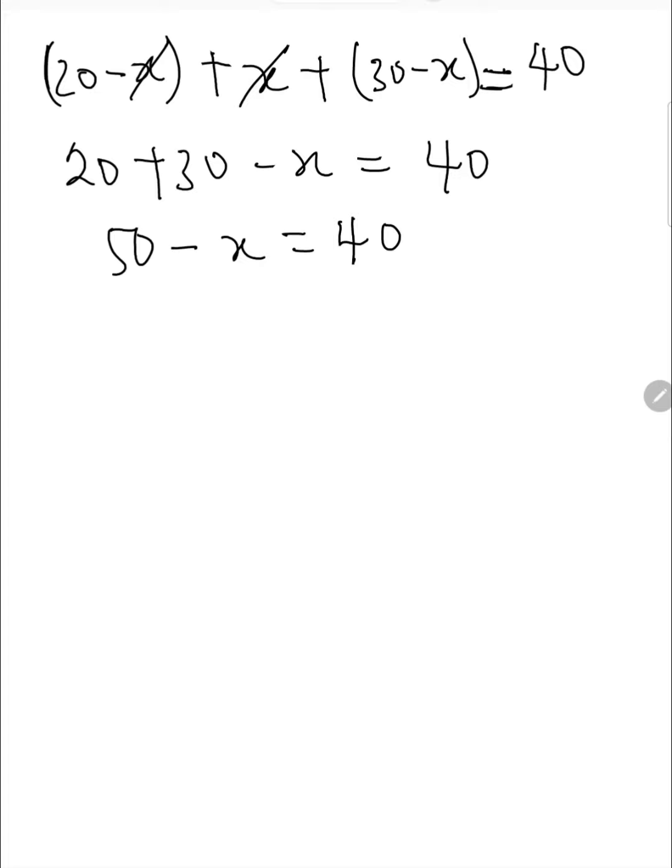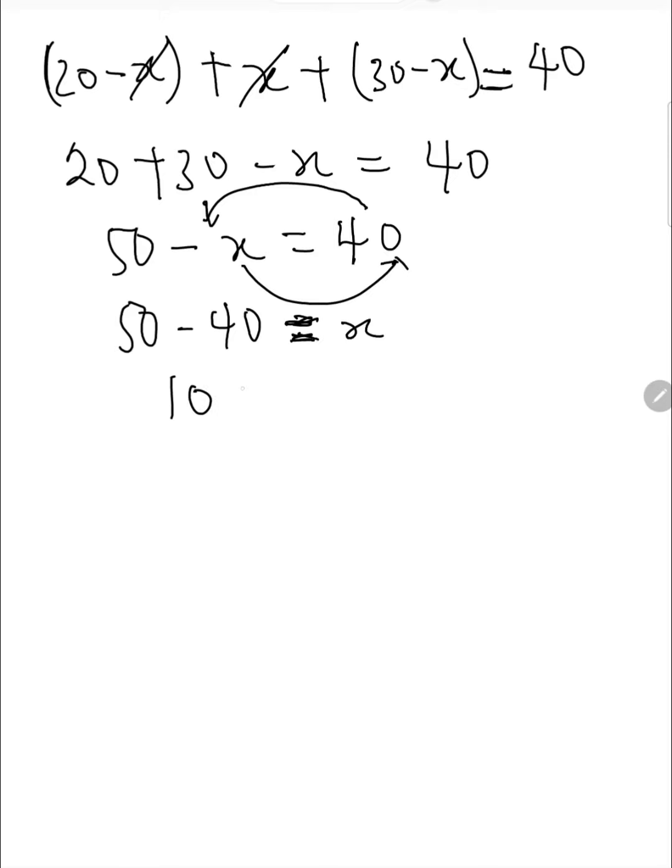Now, to make X the subject, I'll bring this 40 to the left hand side, so it changes from positive 40 to negative 40. Then I move this X to the right hand side, which will also change from negative X to positive X. So now 50 minus 40 will give you 10. So 10 is equal to X. Therefore, X is equal to 10.